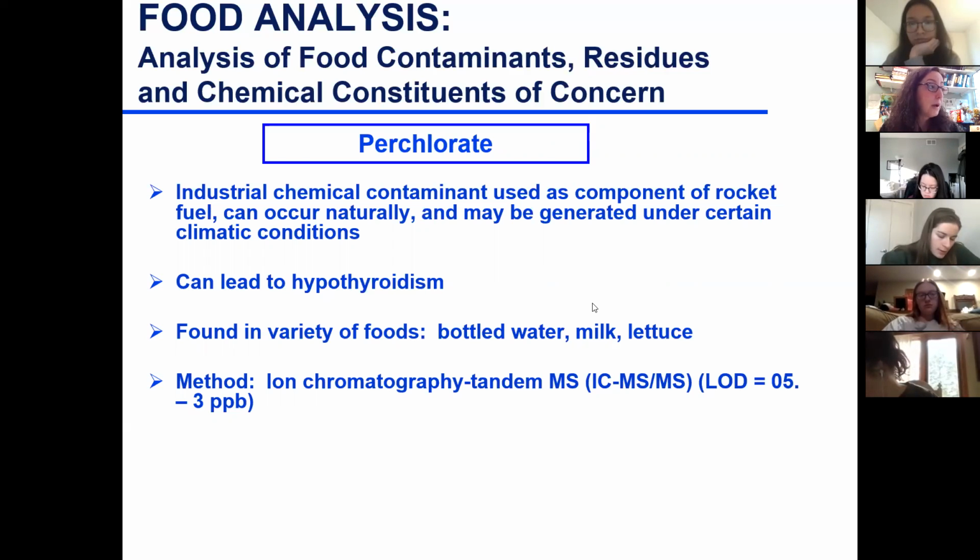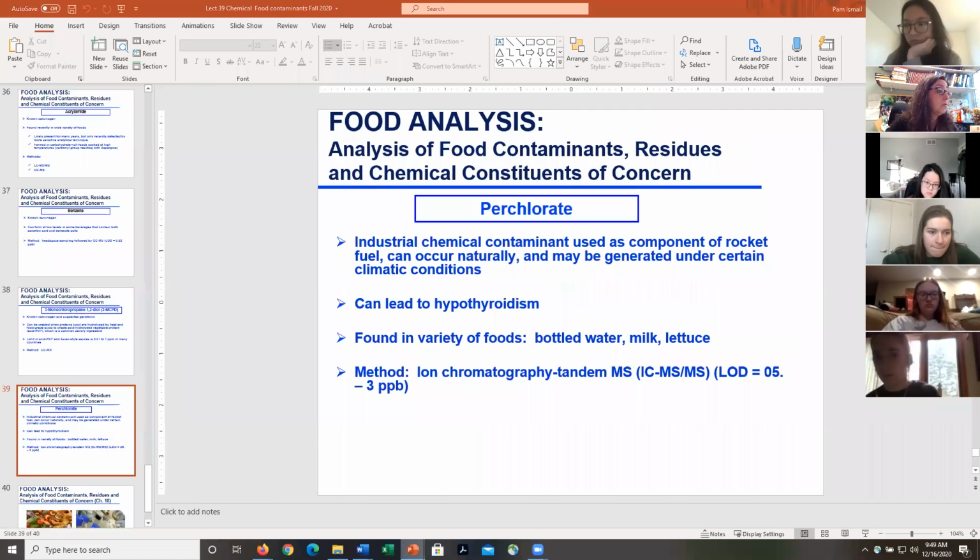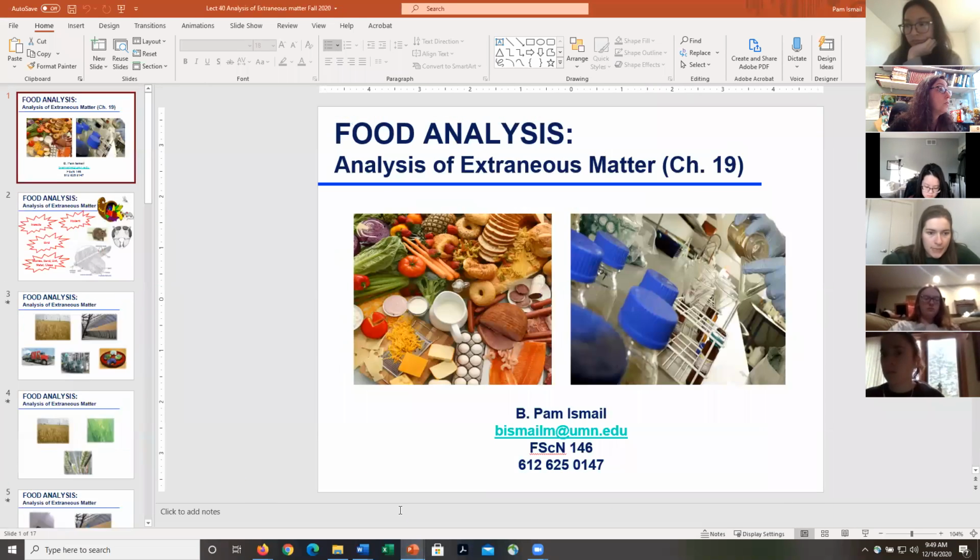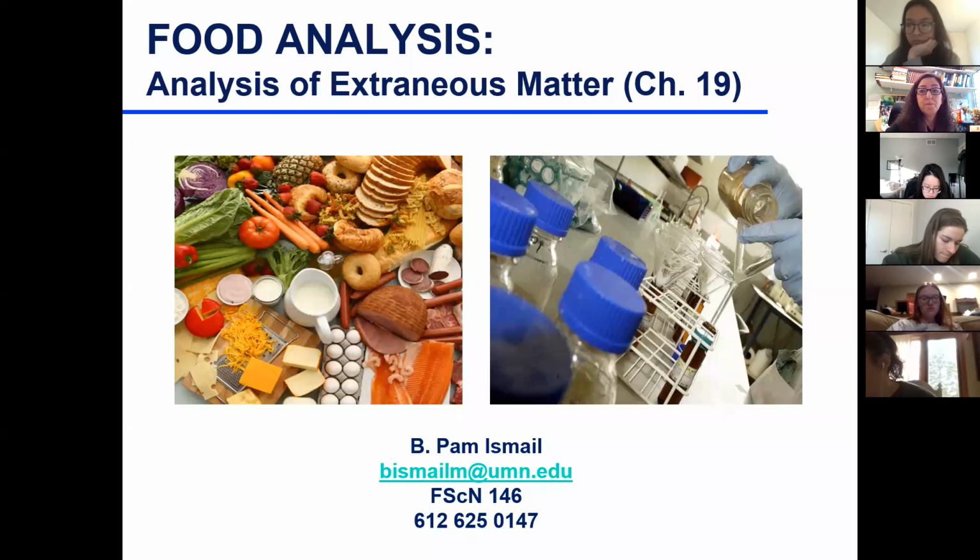So I will wrap this up with a very short section, and then go to the last topic, which is kind of related, which is extraneous matter. So what does extraneous matter mean when you hear the word? What kind of extraneous matter might you find in food?